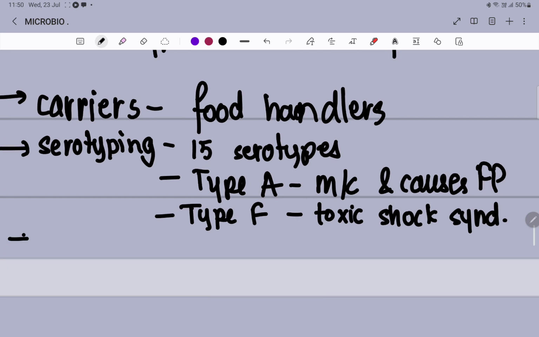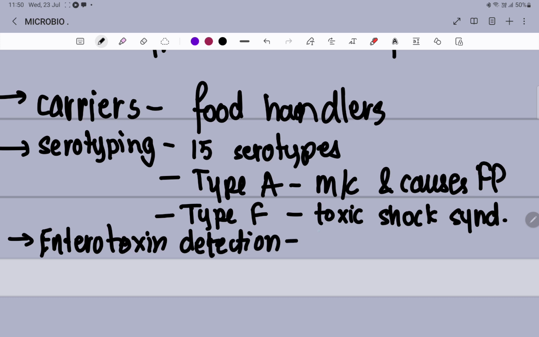And here the detection, how do we detect? Detection of enterotoxin in the food is carried out by ELISA and latex agglutination.